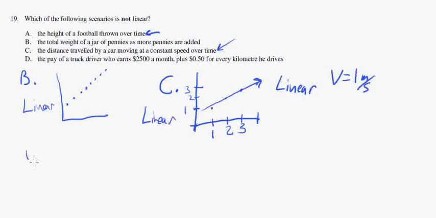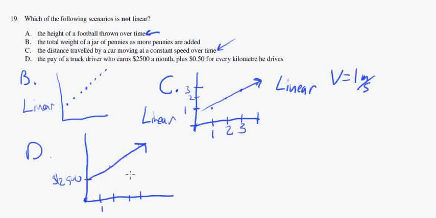Okay. D. The pay of a truck driver who earns $2,500 a month plus 50 cents for every kilometer he drives. So basically it says this is what it would look like. You start off, if you don't drive anywhere, you start off with $2,500. Every kilometer, your pay goes up by 50 cents. And as you can see, this is starting to look also linear, because every kilometer you're going up by the same amount. Your rate is the same. So this is going to be linear.